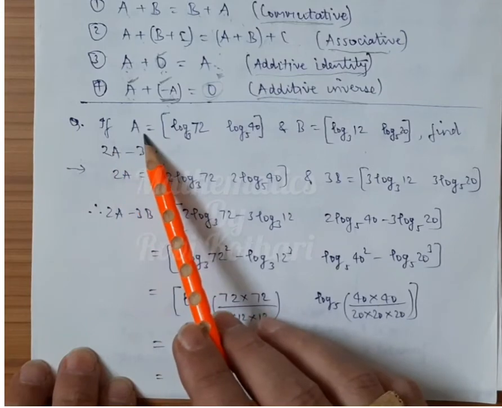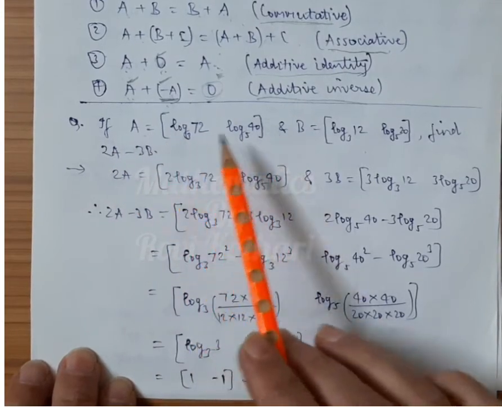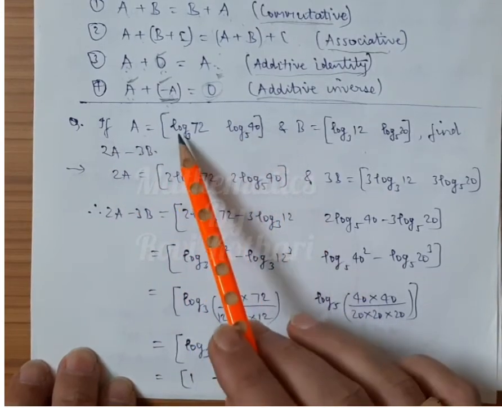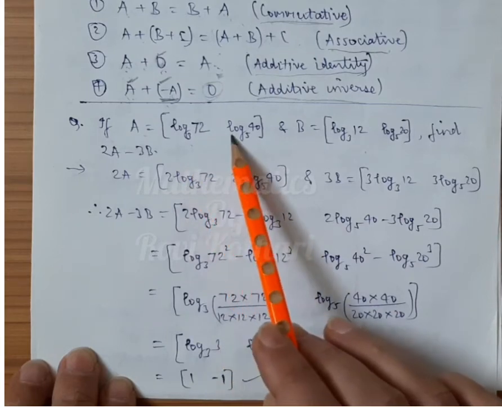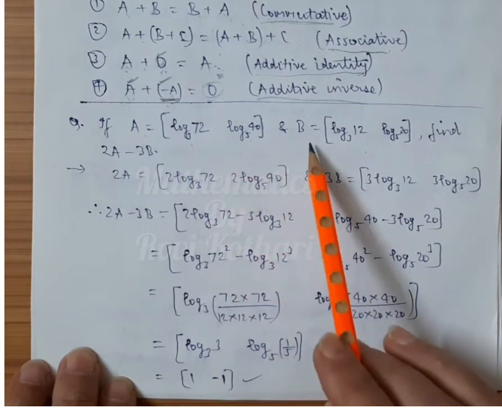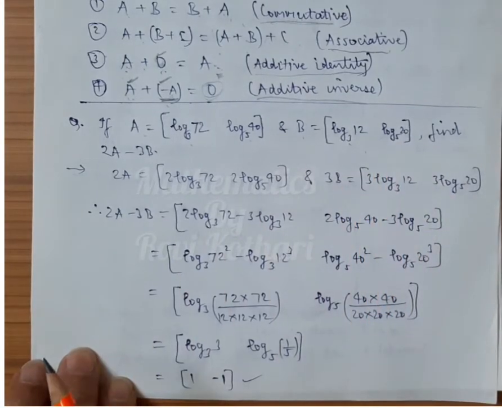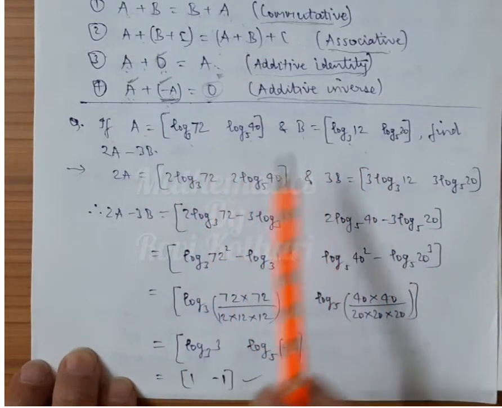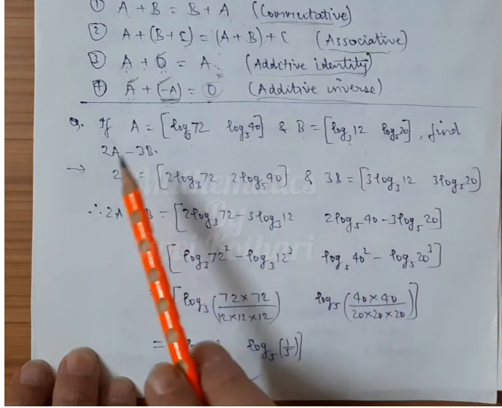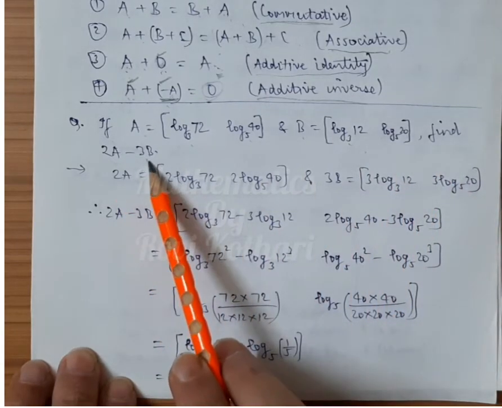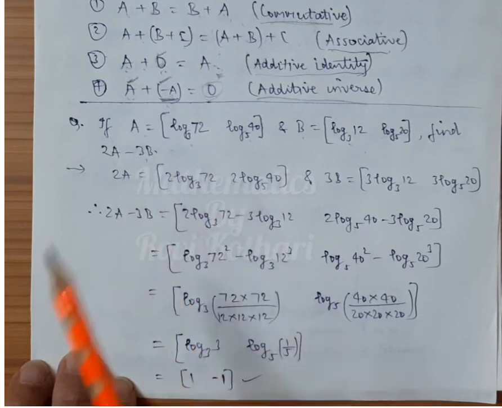If A is equal to, I've taken a row matrix this time. It has one row but two columns. Log 72 to the base 3, log 40 to the base 5. And what is B? It is log 12 to the base 3, log 20 to the base 5. So I've taken both row matrices. Find 2A minus 3B. I have to find out 2A minus 3B. This will be a matrix. I need to find out this matrix.